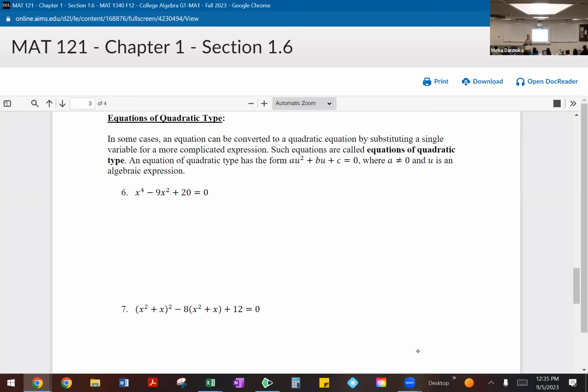So let's take a look at an example here, and you will see they kind of talk about if you can rewrite it in this format of au squared plus bu plus c equals 0, then we can use those techniques to solve this guy.